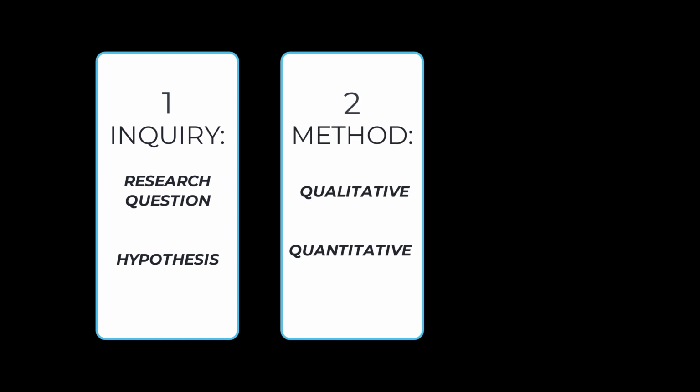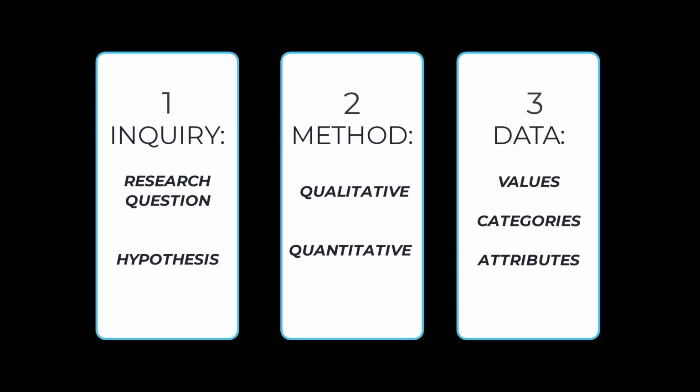Next, we decide our method. Do we want qualitative answers to our questions or hypotheses, or do we want quantitative answers? And then finally, we need to decide what kind of output we wish to capture. Are we looking for values, categories, or attributes? Let's go through each of these decisions in more detail.